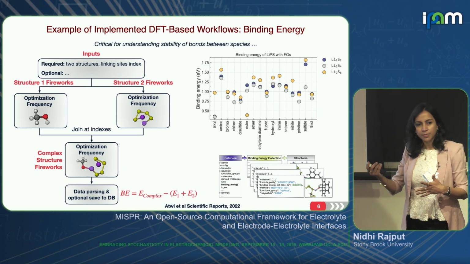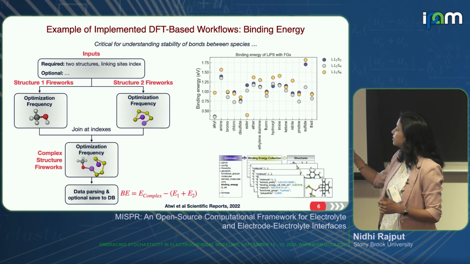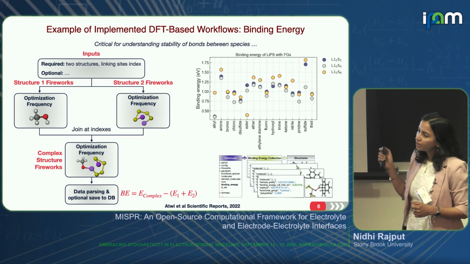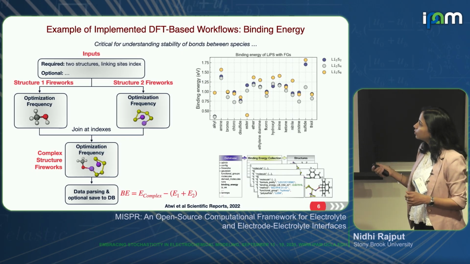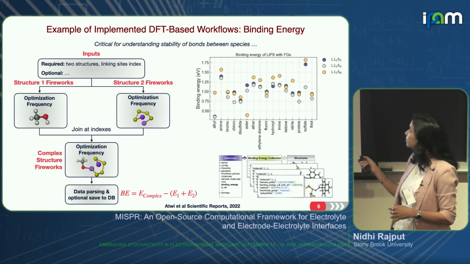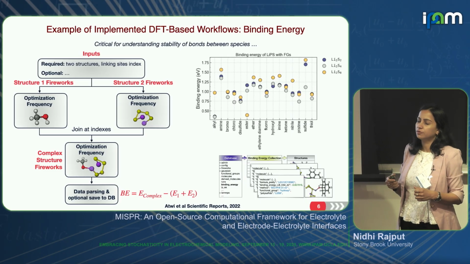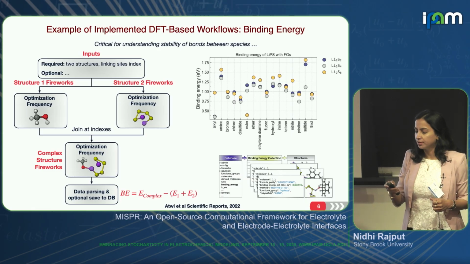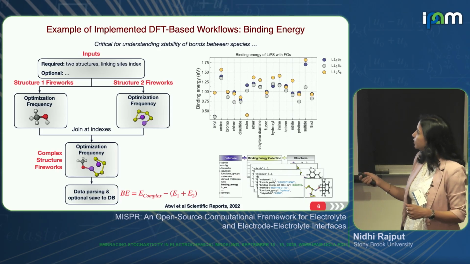We have been exploiting binding energy for a lot of different applications, and this is an example where we used the workflow to identify different functional groups that can be attached to graphene to strongly bind some of the lithium polysulfide species in lithium sulfur batteries, and further used that information for modeling the lithium sulfur battery interfaces.